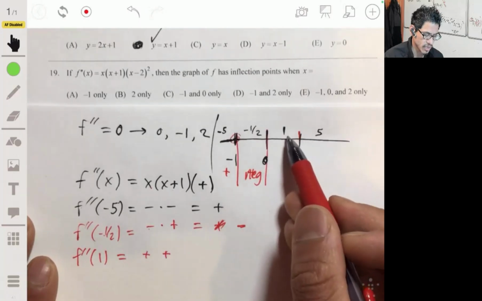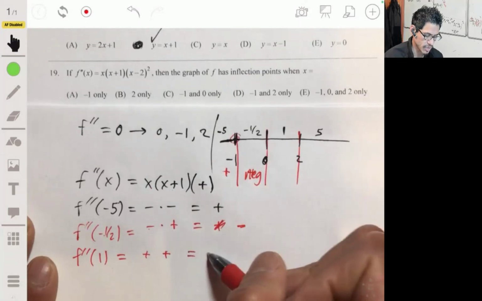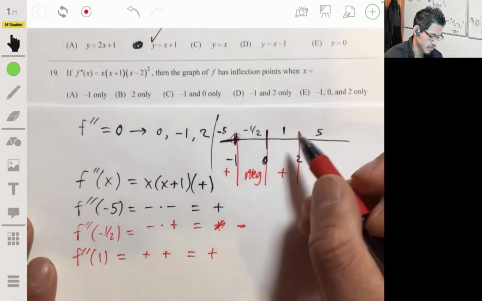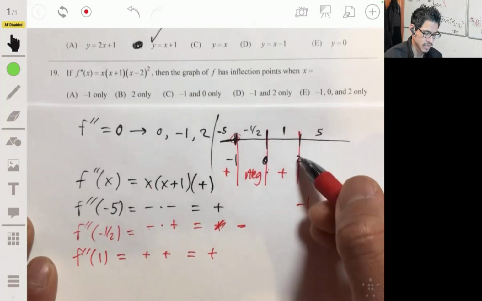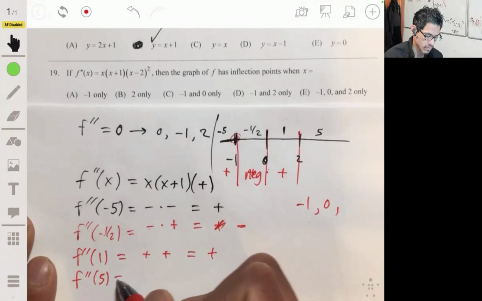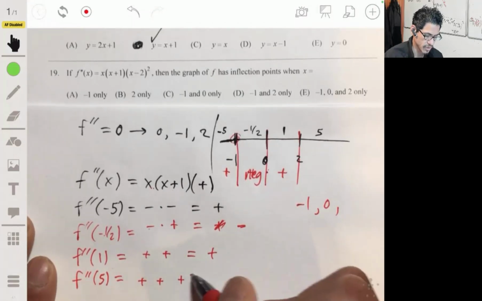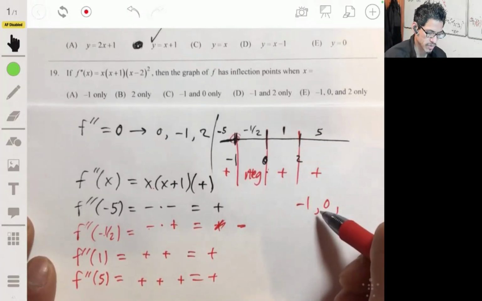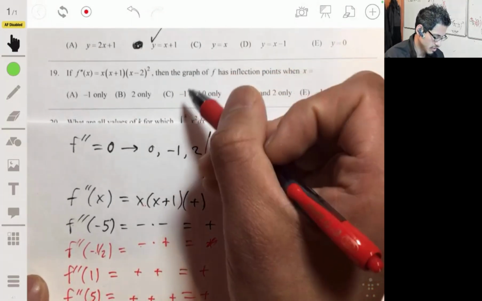Plugging 1 in, we'll get 1, a positive, and a positive, and a positive. So we get a positive here. So there is an inflection point also at 0. So far, -1, 0. And let's check to see if there's one at 2. So we plug in 5. Positive, positive, positive. So we get a positive. So there's no inflection point there. So the answers would be at -1 and 0. And so then it would be C.